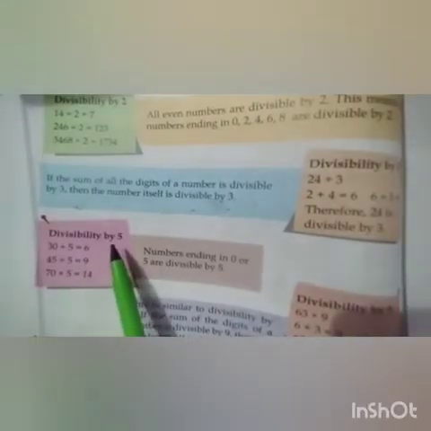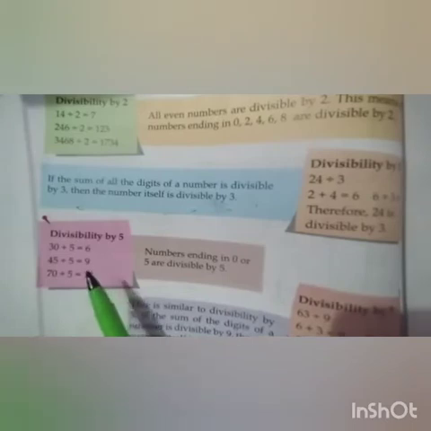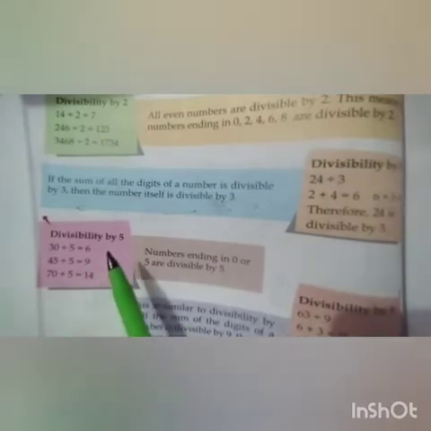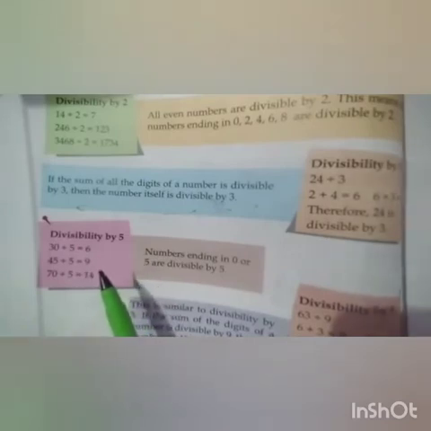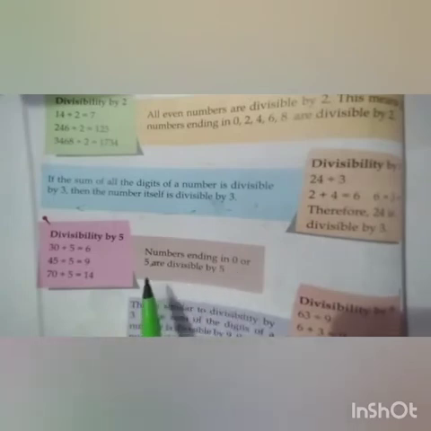Next, divisibility by 5. 30 divided by 5 equals 6. 45 divided by 5 equals 9. 70 divided by 5 equals 14. You know the table of 5: 1 5 is 5, 2 5s are 10, 3 5s are 15, 4 5s are 20. All the multiples end with 0 or 5. So numbers ending in 0 or 5 are divisible by 5.